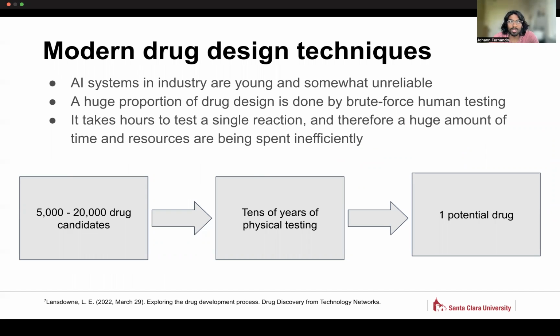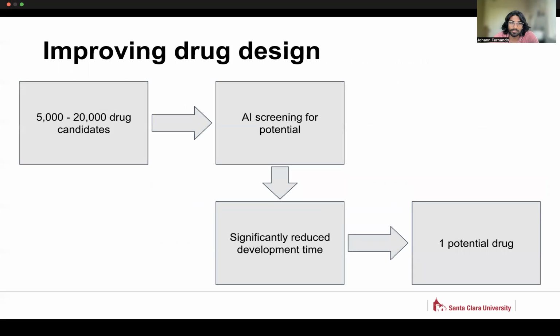Currently, drug design happens by the physical chemical testing of thousands of drug candidates over tens of years. This process results in one potential drug, oftentimes which fails in clinical trials. Our proposed solution is using an AI to screen out candidates before they require potential testing. Drugs which are inherently too large or will not bond properly at all can be safely dismissed.